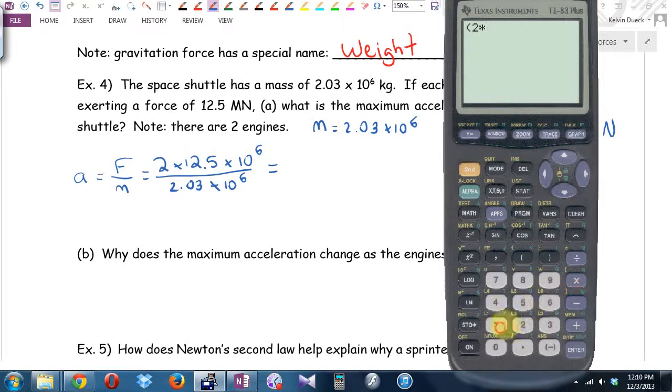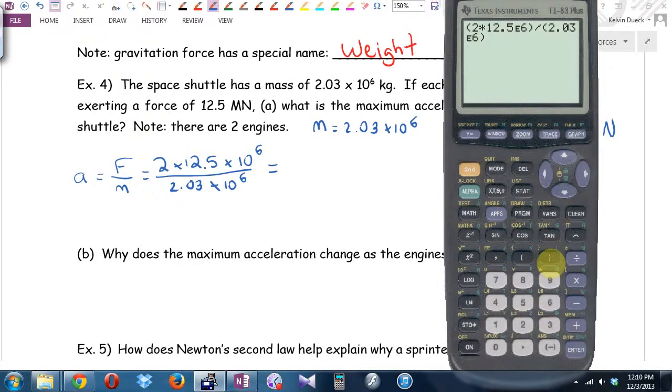2 times 12.5. Our calculators had a shortcut for times 10 to the power of. That was your scientific notation button, whatever your calculator looks like. Mine is a little E thing there. And I just have to put the exponent. I don't need to hit the times, I don't need to hit the 10, I don't need to hit the to the power of. It takes care of all that for me. Divided by, bracket, 2.03, scientific notation to the power of 6.